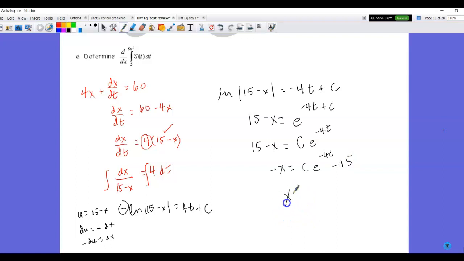Divide both sides by negative 1, and x is equal to, remember that c can absorb that negative, you don't have to have a negative, plus 15.